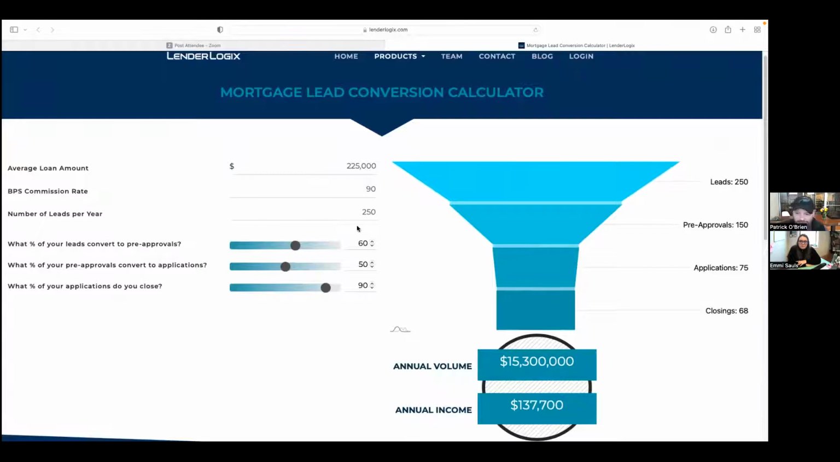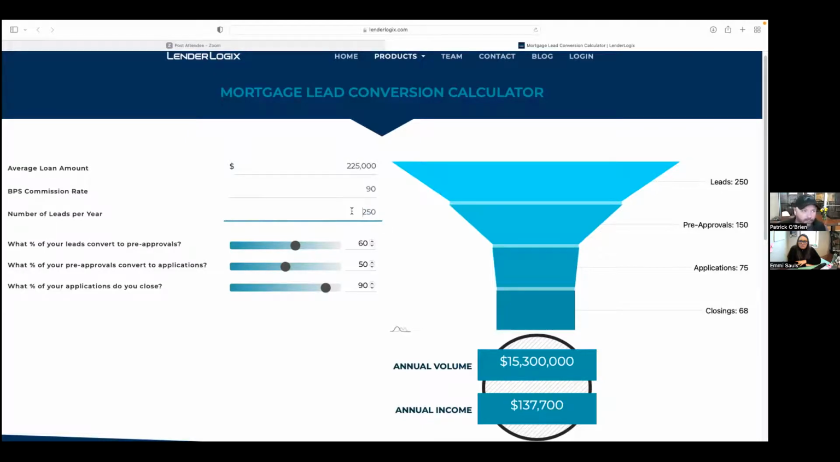So in this sample we're working with, we've got a loan officer that has an average loan size of $225,000 and is making 90 basis points. What we're going to do is play around with some of these numbers and take a look at, let's say we've got a loan officer who's getting 5 leads a week, right?